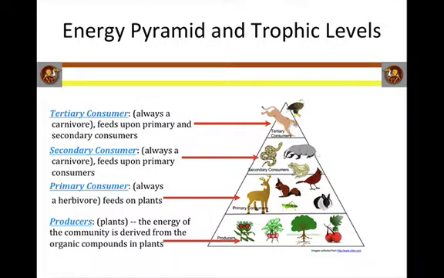Okay, and then at the very top, we have something called a tertiary consumer, which is, again, always a carnivore, but it feeds on both primary and secondary consumers. So whereas a primary consumer is always an herbivore, and a secondary consumer is always a carnivore, the tertiary consumers consume everything below them except for the plants.